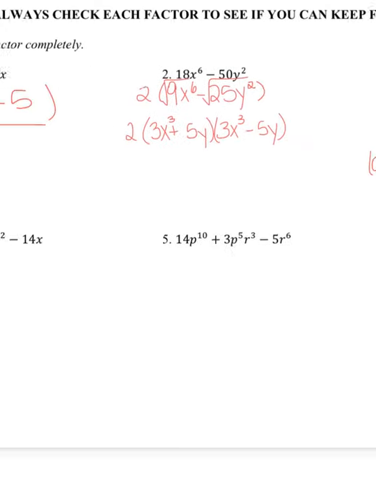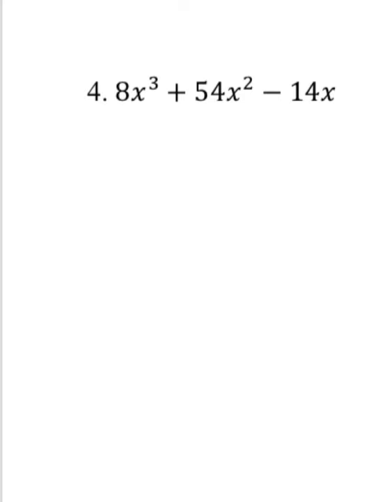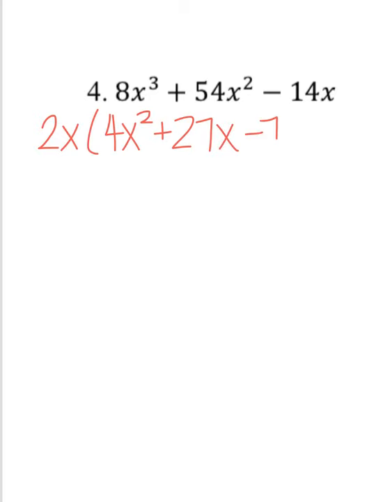Number 4, we have 8x cubed plus 54x squared minus 14x. So they're all divisible by 2 and by x. So that is your GCF. When I take that out, I am left with 4x squared plus 27x minus 7. So now I have a trinomial that I'm going to try to do master product on.